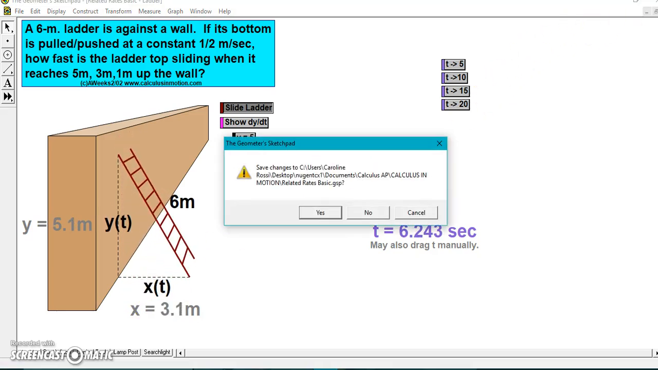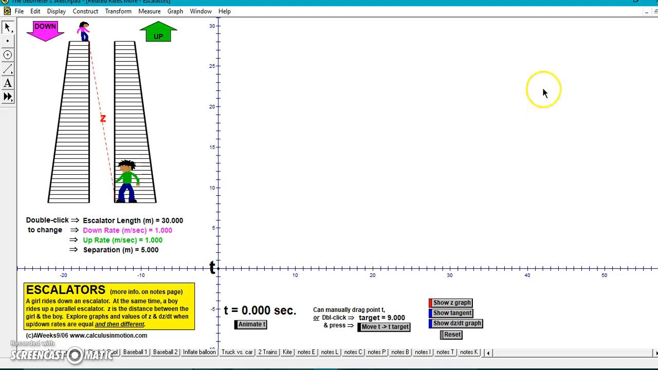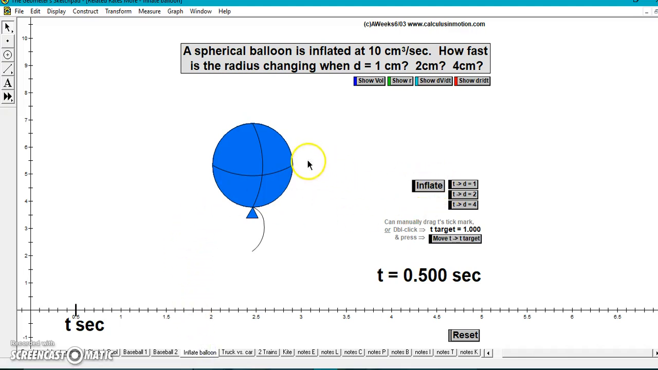Another one that AP really likes is the balloon one, inflation. Here we go, inflating a balloon. So let's say we have this balloon and it's inflating at a constant rate. So you're blowing up the balloon. How fast is the radius changing when the diameter is 1 meter, 1 centimeter, 2 or 4 centimeters?